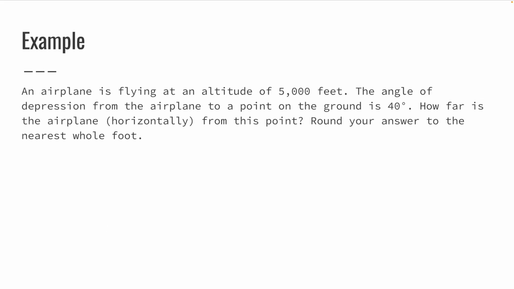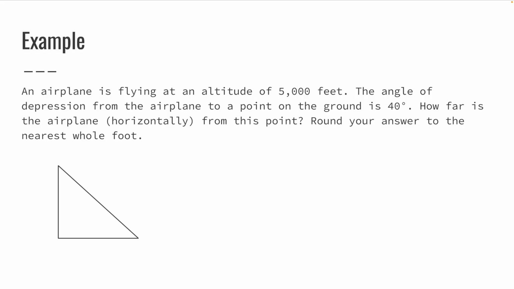Let's look at some angle of depression questions. An airplane is flying at an altitude of 5,000 feet. The angle of depression from the airplane to a point on the ground is 40 degrees. How far is the airplane horizontally from this point? And it wants us to round our answer to the nearest whole foot.